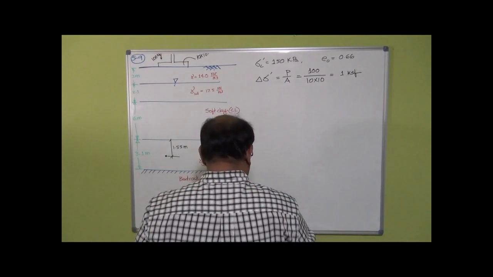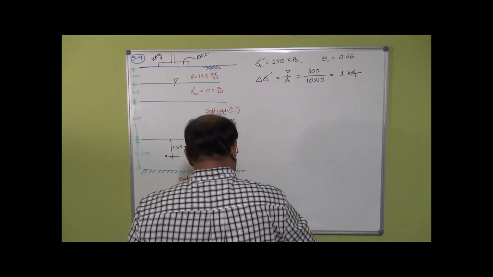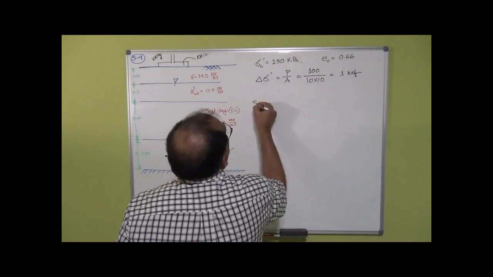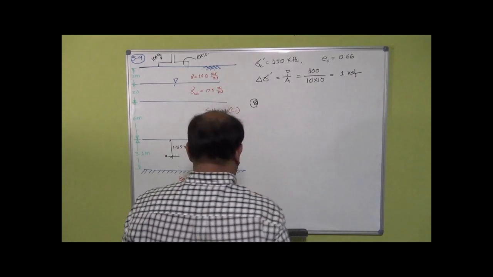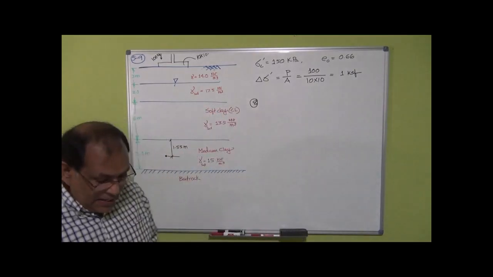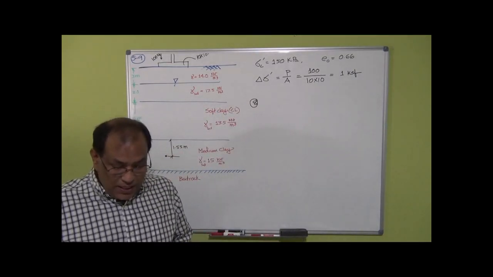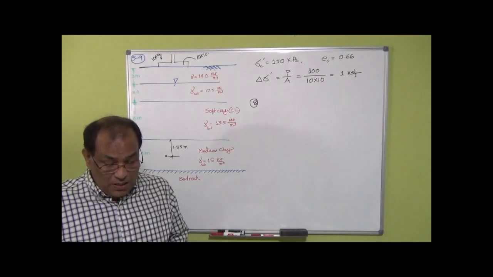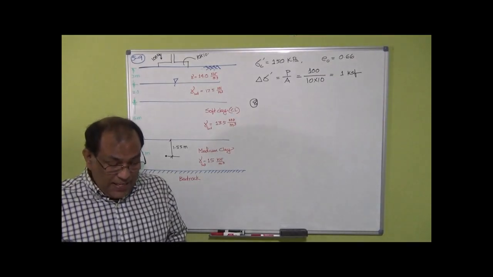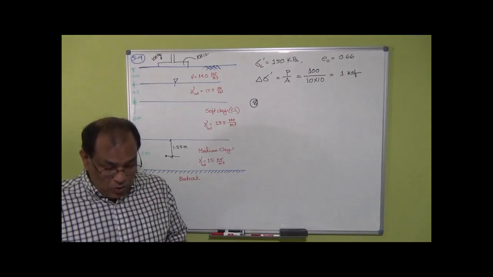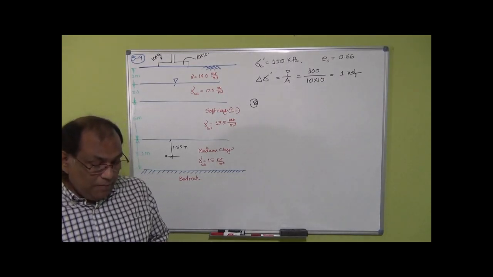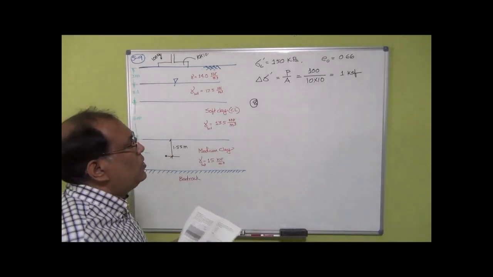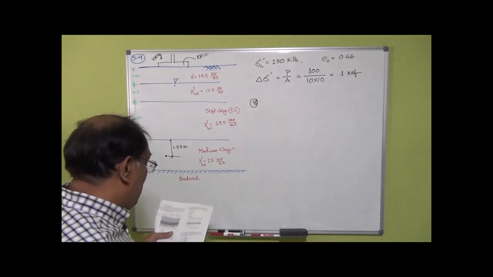Number 8 is saying that if the coefficient of consolidation of the medium clay layer is 1 into 10 to the power minus 3 centimeters square per second, how many years will it take to reach 50% consolidation? Okay, so a very important thing is what would be your drainage length, maximum drainage length.